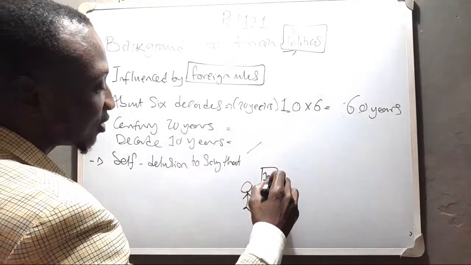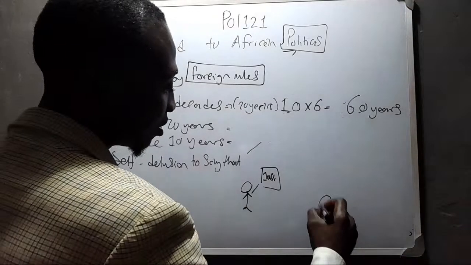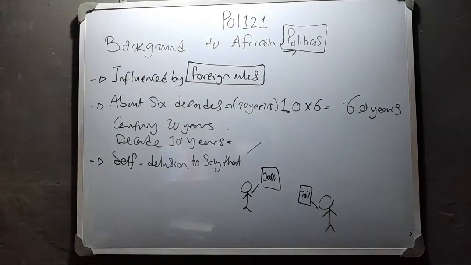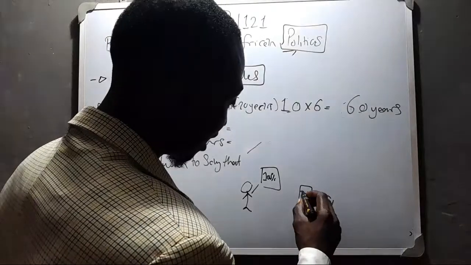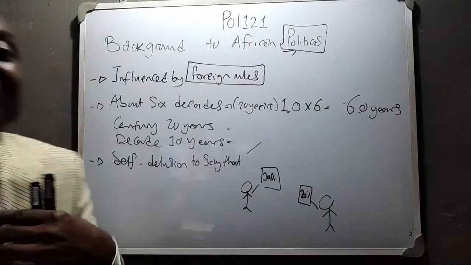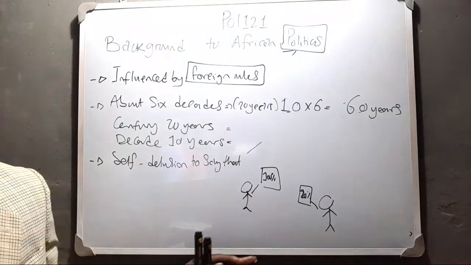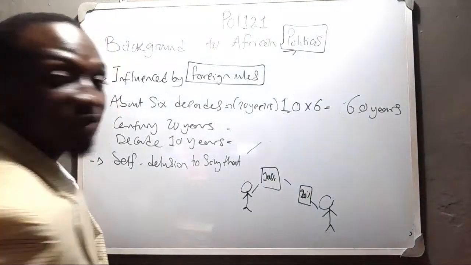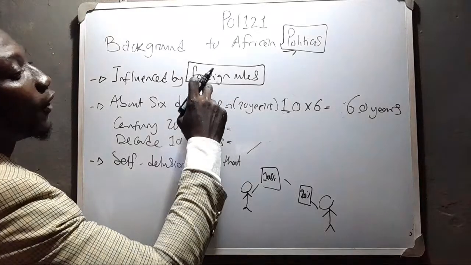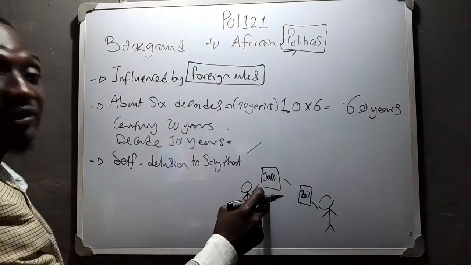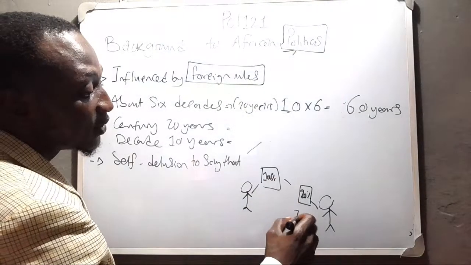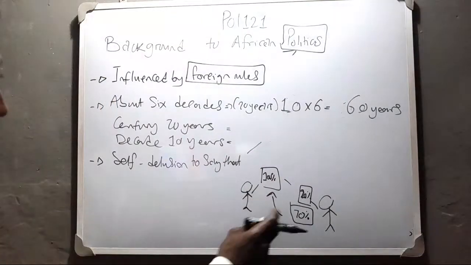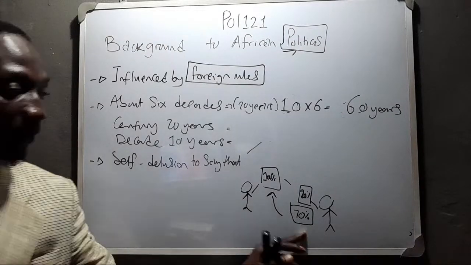It's a different thing if I own 100% and you are coming to beg me for 20% of what I own. It's a different thing if I decide, out of my 100, I can give you 5, not even the 20 that you want. But in the case of foreign rules and colonial masters, from your 100 that belongs to you, they want 70. Not by persuasion, but by every means possible. That's why I said it does more harm than good.